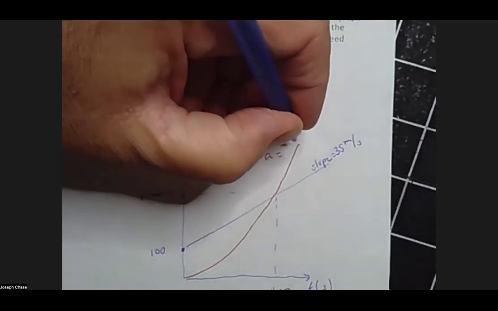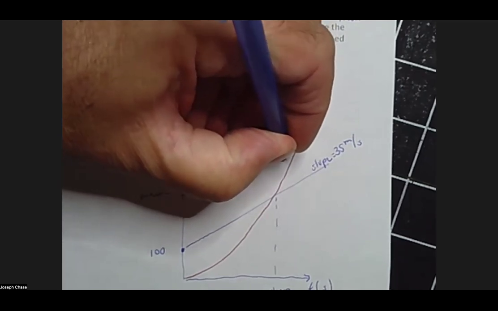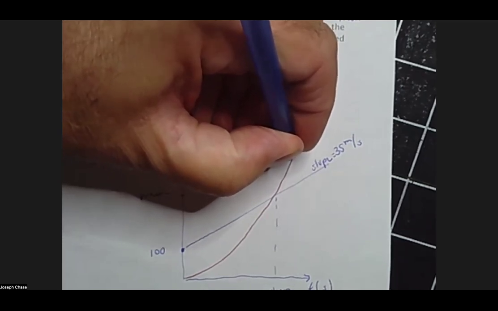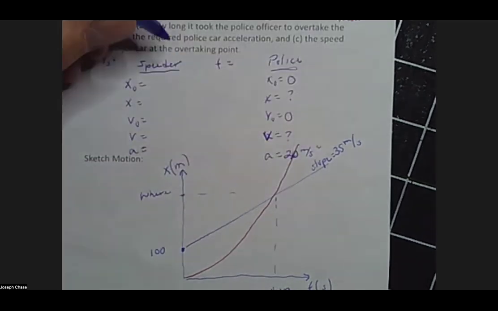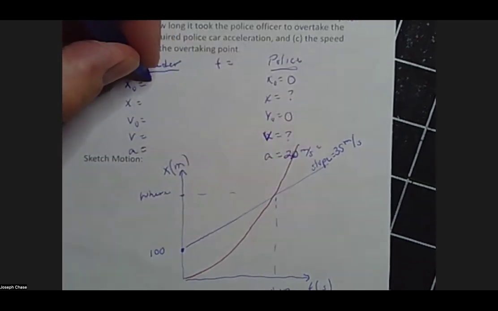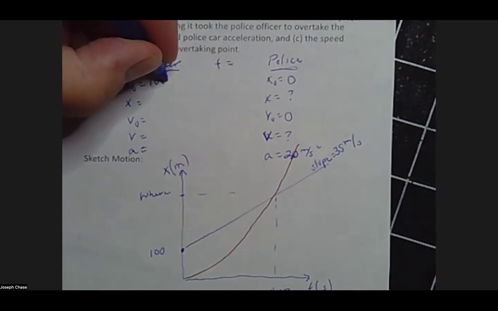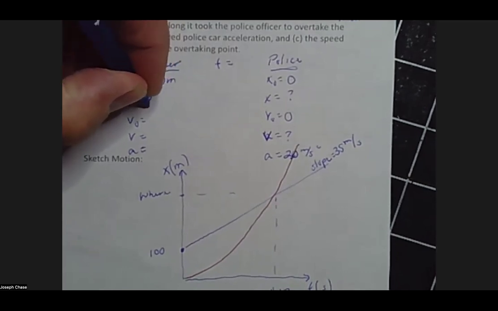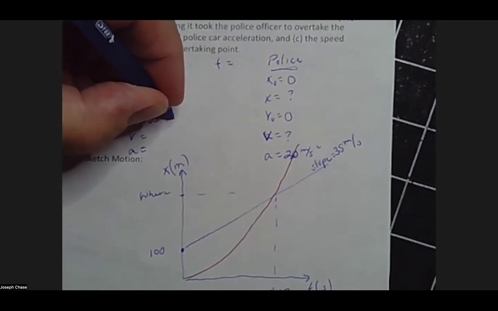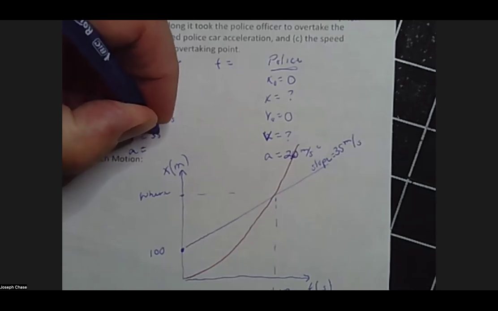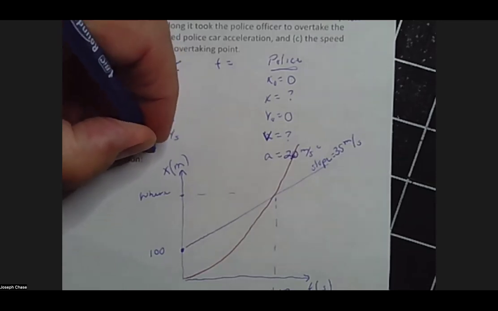So the police officer starts at 0. We don't know the final position. The initial velocity is 0. Final velocity, we don't know. The acceleration is 2.0 meters per second squared. And for the speeder, the initial position is 100 meters. Final position, we don't know. Initial velocity is 35, and the final is also 35 because the acceleration is 0.